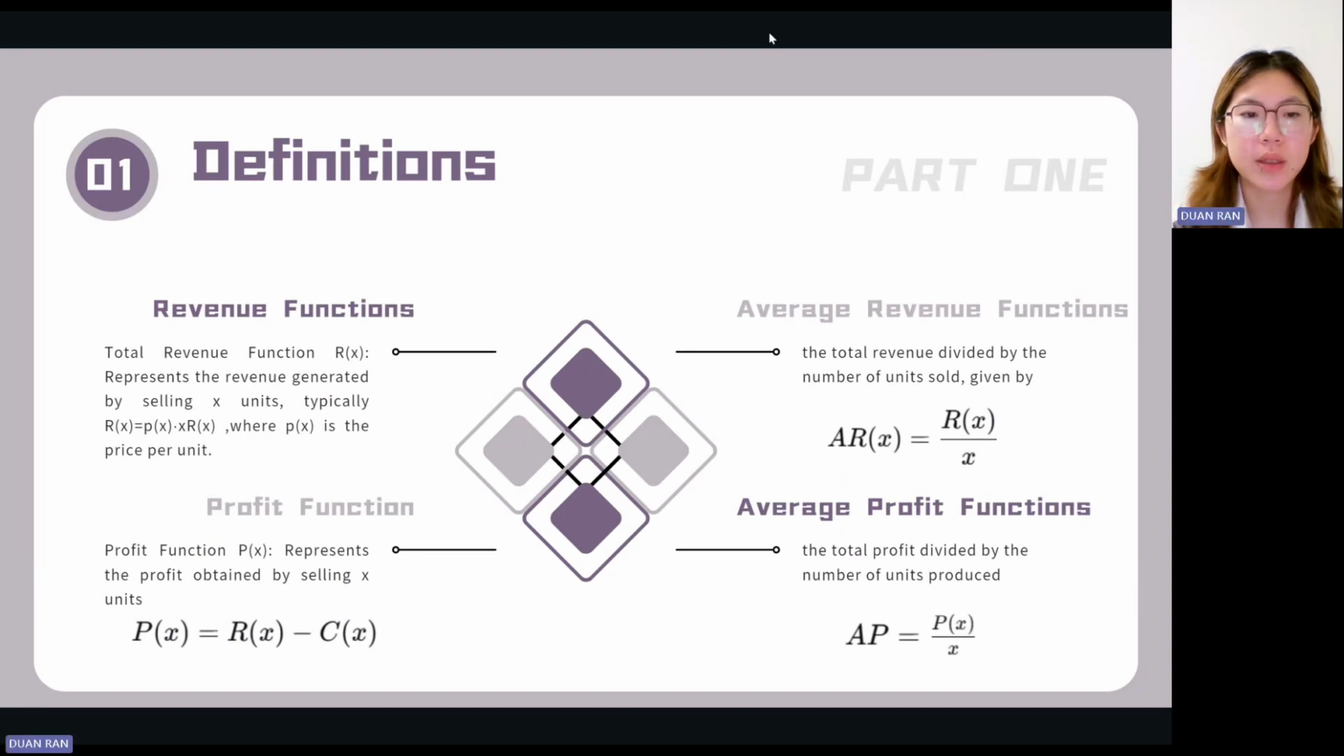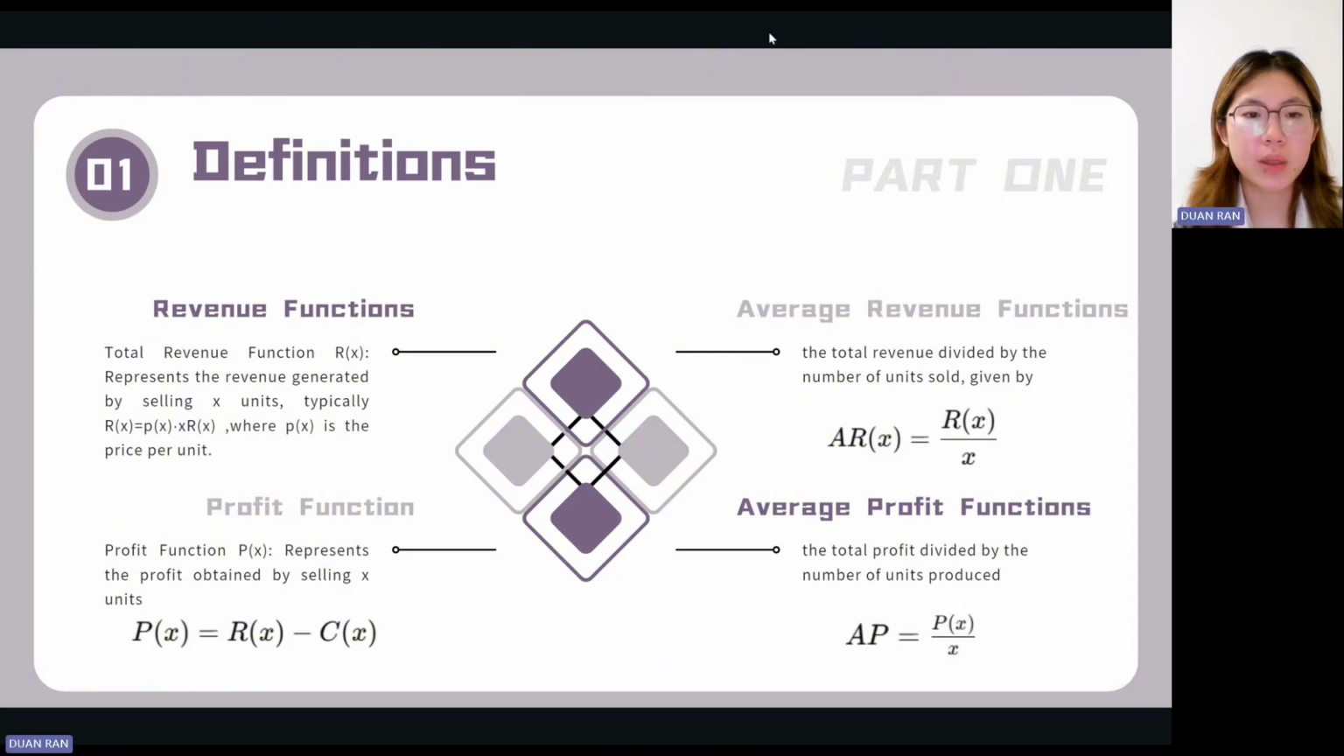Number three is revenue functions. The revenue function is the total income a firm receives from selling a certain quantity of goods. Here is a formula where P(x) is the price per unit at quantity x.